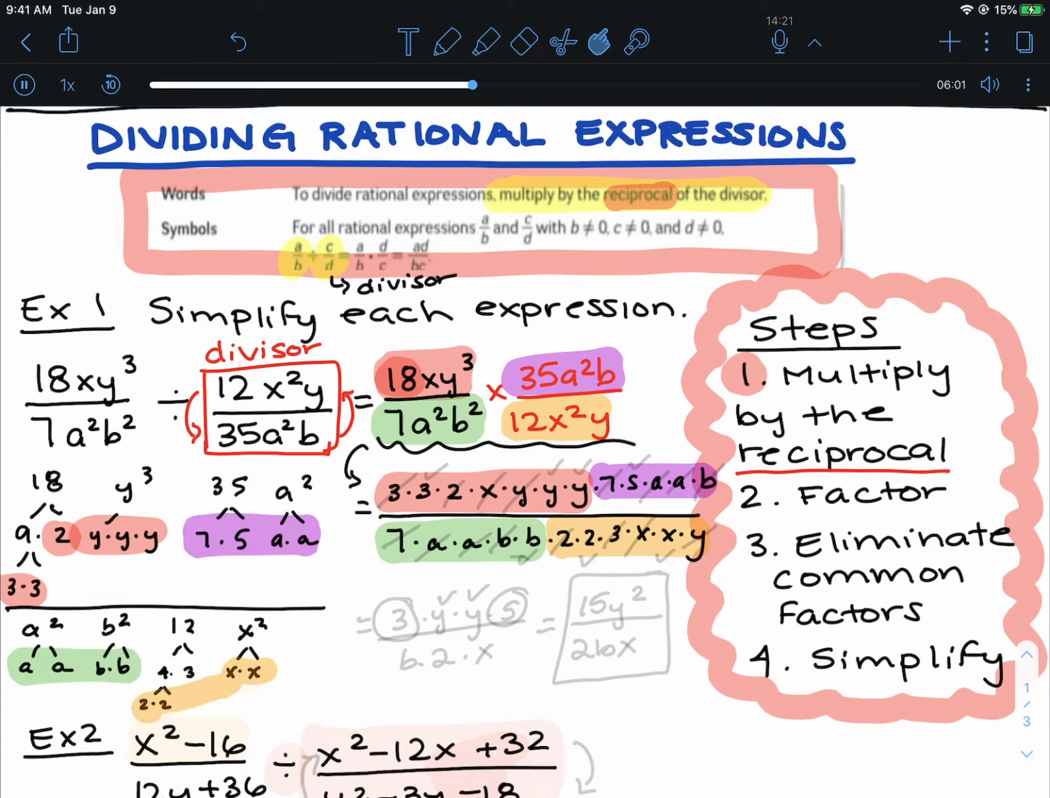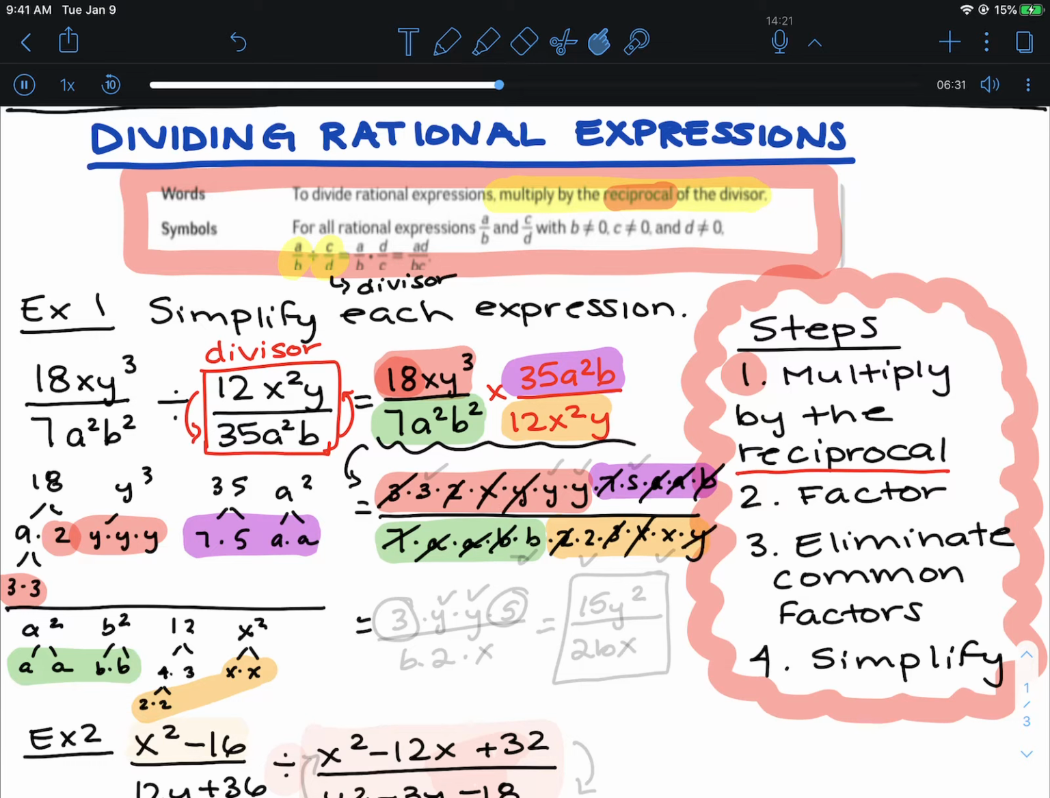Okay, and so now all I have to do is look for the common factors, which is just anything that repeats in the numerator and the denominator. So I see that I have this 2 here with this 2. I have a 3 with a 3, 7 with a 7, 2 A's. Do I see a B? I see a B. I have one X with another X, and then a Y with a Y. So whatever's left over is going to be my answer.